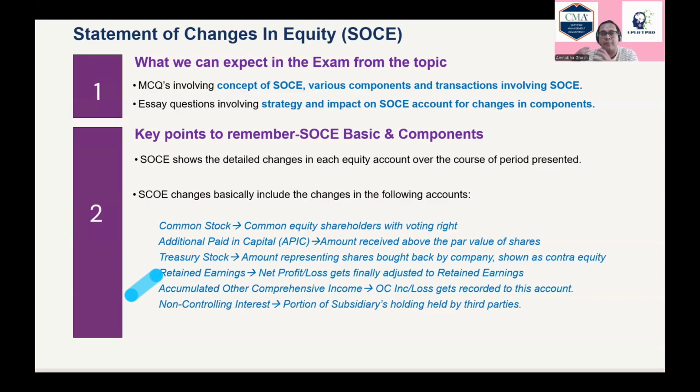Retained earnings: the profit or loss in the period gets finally adjusted to the retained earnings. Accumulated other comprehensive income, or AOCI, is basically the other comprehensive income or loss which gets recorded in this account. Finally, the non-controlling interest is the portion of the subsidiary's holding which is held by third parties other than the holding company, right? So that's basically the statement of changes in equity components.